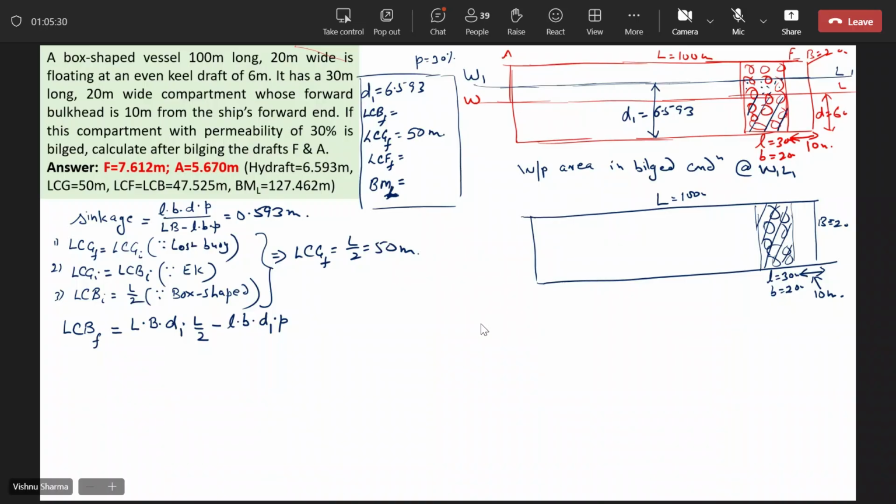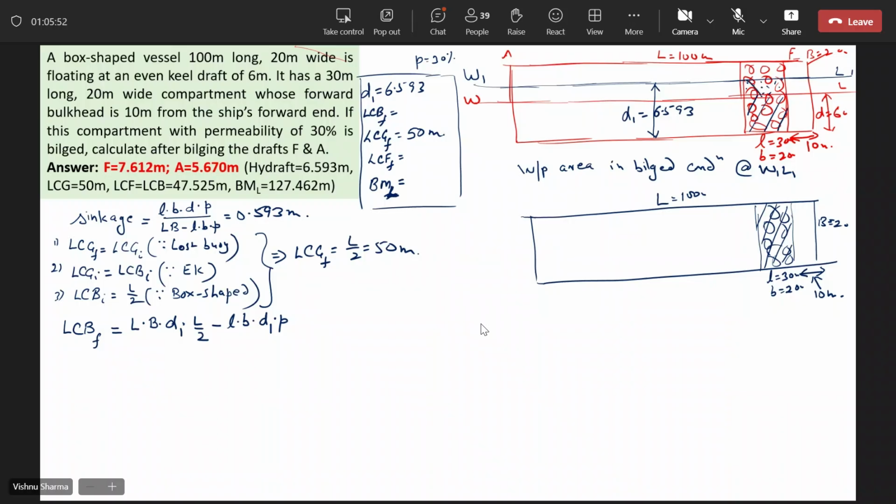Is he right in identifying the underwater volume not contributing to buoyancy, class? Yes or no? Yes, sir. Okay. So where will be the geometric center of this volume?